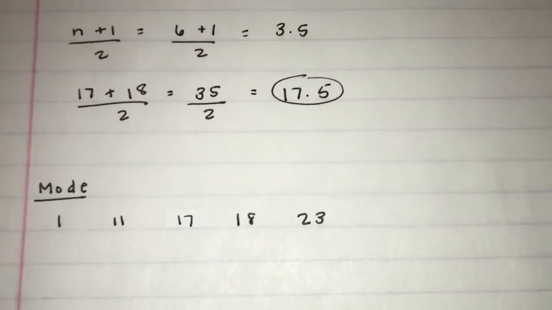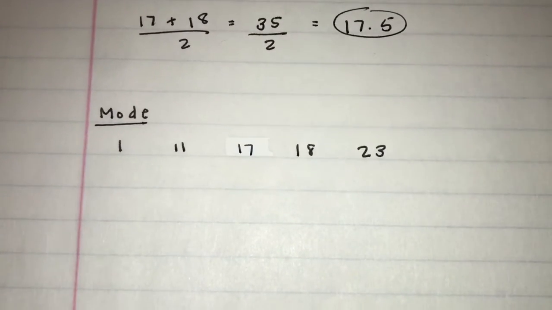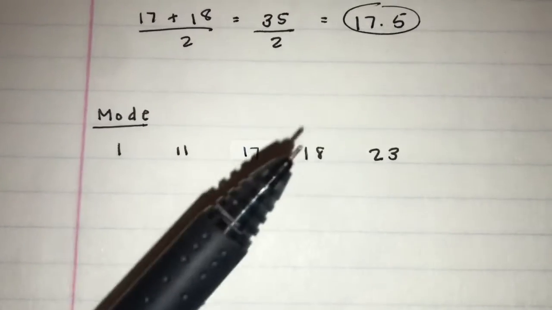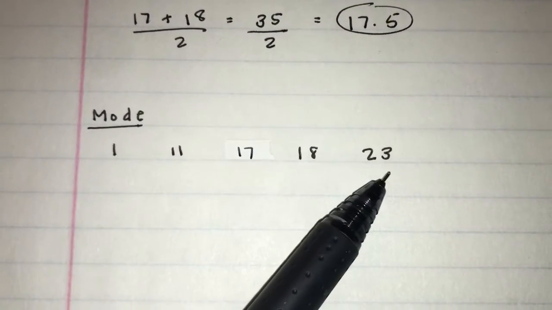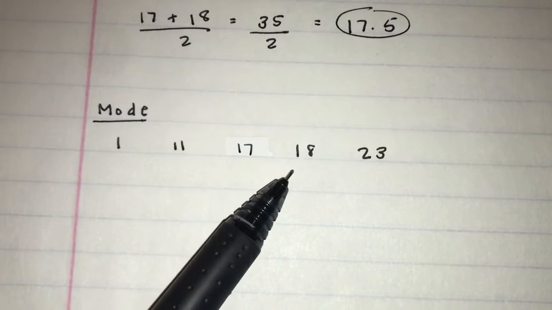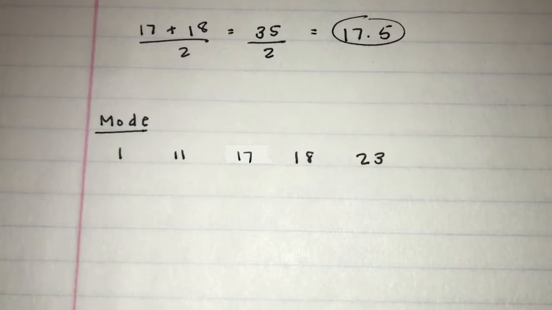So the last measure of central tendency is the mode, and the mode is simply the score that occurs most often in a data set. So in this data set, all these numbers only occur once. None of these numbers occurs more than once. So there is no mode for this particular set of data.